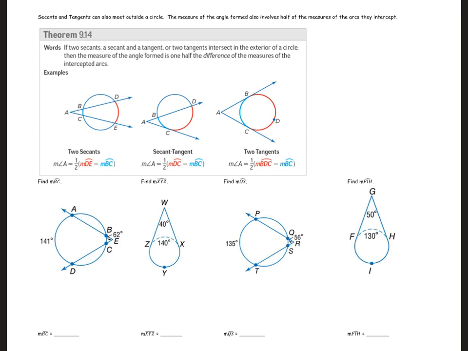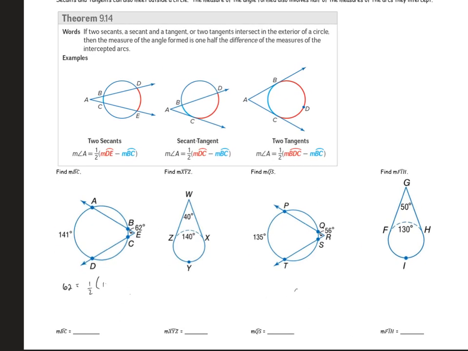So let's take a look at example number 1. Example number 1, they're asking me to find the small arc. So setting up, I got to use my formula here. 62 is equal to 1/2 the big arc, which if I look is 141, minus arc BC. So all I have to do is multiply both sides by 2. So 62 times 2. Why? I've got to get rid of this half.